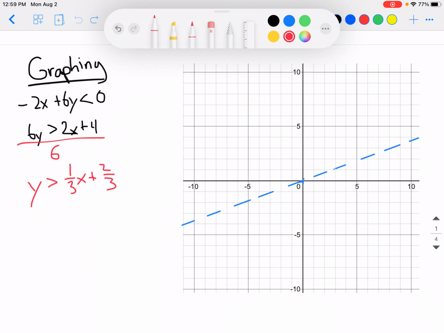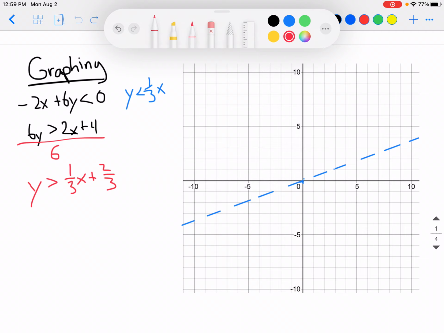Now, what I'm seeing already is that we have a special case. Because this was y is less than 1/3 x when we were graphing it, and now this one is y is greater than 1/3 x plus 2/3. They have the same slope, and when you have the same slope with a system of equations or inequalities, you run into an infinite number of solutions or a no solution situation. And so let's see which one we have here.